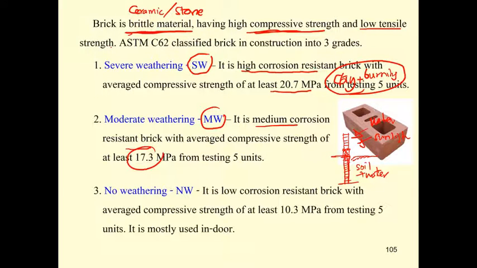And the last one, we use this brick inside the building. You have the wall again, and then you have the slab here. This one is used inside the structure, so it's going to have low corrosion resistance, and also it has a low compressive strength of 10.3 at least.